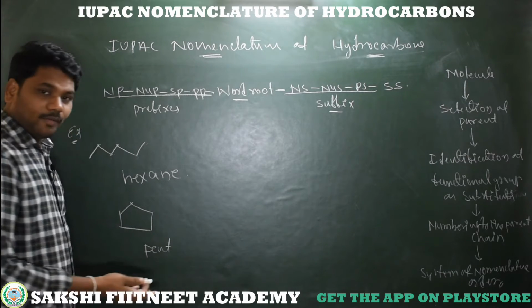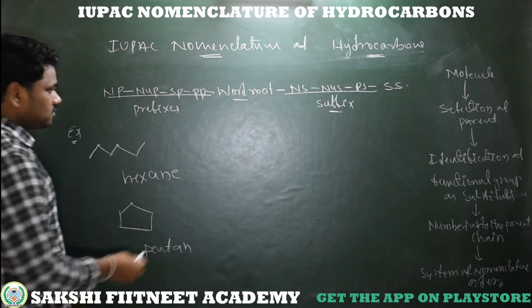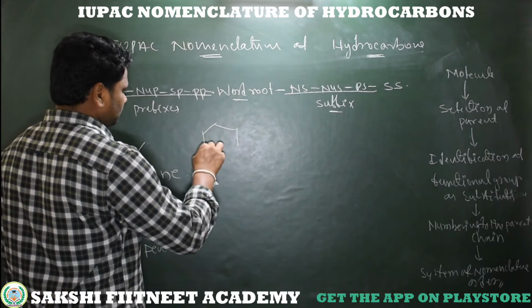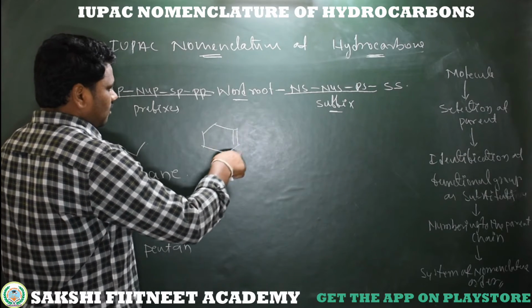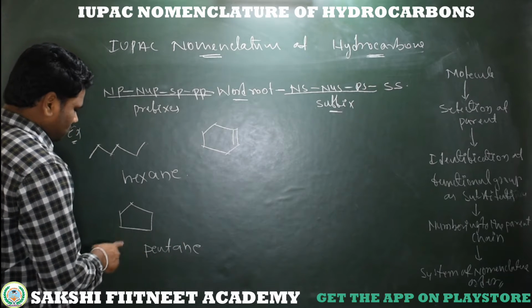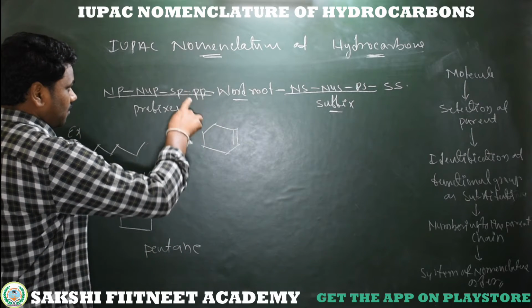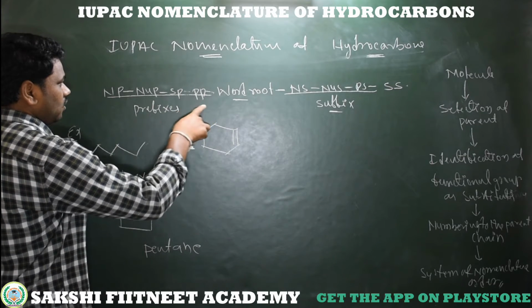No double bond, no triple bond. It's become n, it's a pentane. What about here? Now I am taking something different. This is a cyclic compound. See here, this is not pentane. We need to use primary prefix here. Primary prefix gives the information about the parent chain, whether cyclic or acyclic.